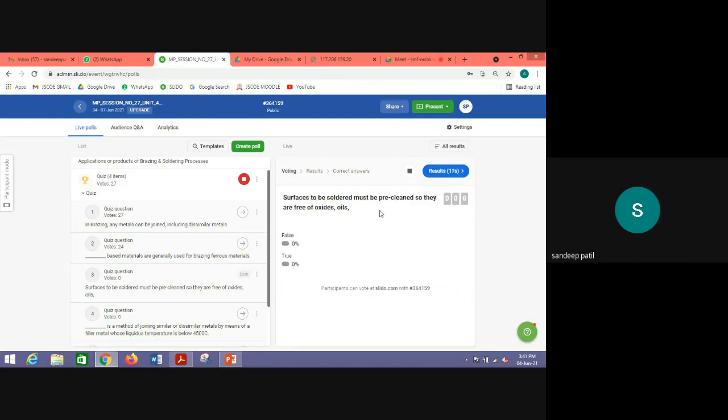Surfaces to be soldered must be pre-cleaned so they are free of oxides and oils. Is it true or false? Surfaces to be soldered must be pre-cleaned so they are free of oxides and oils. The correct answer is true. Now moving to the last question.